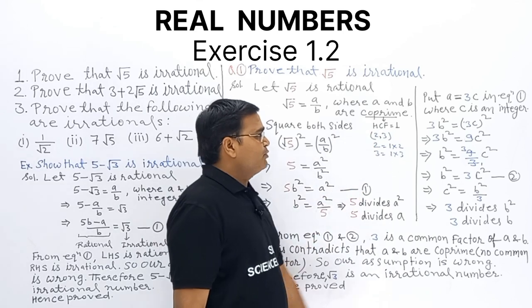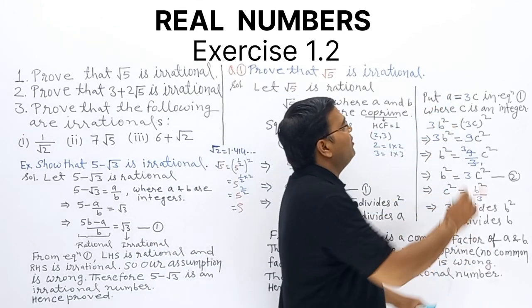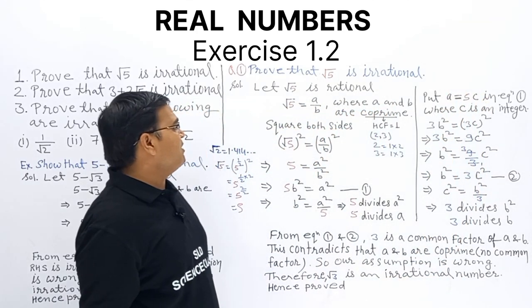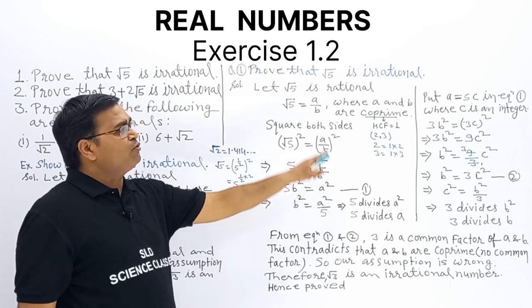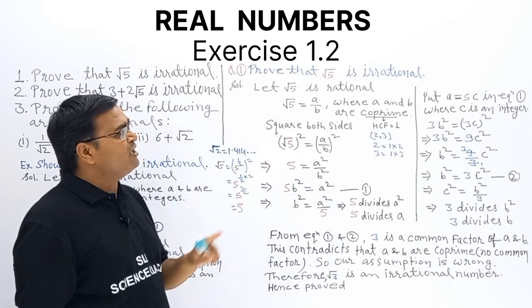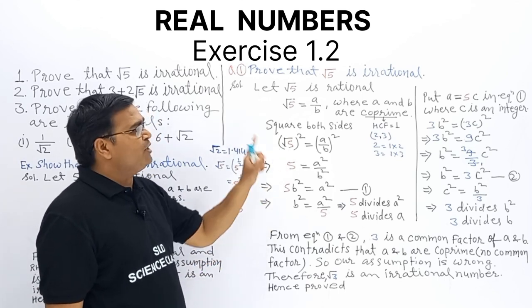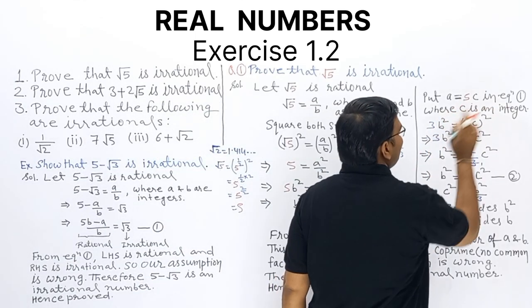Now for b, what will we do? We will put a equal to 5c in equation 1. Where is equation 1? This. In that place we will put a equal to 5c. In root 3 we put a equal to 3c. In root 2 we put a equal to 2c. Similar process we will follow, where c is an integer.